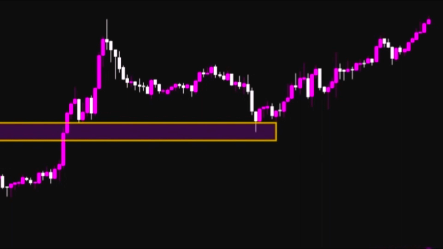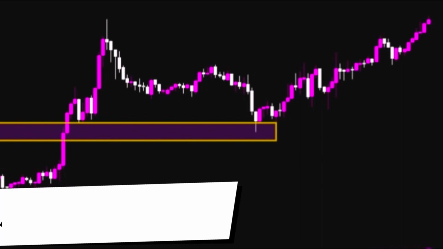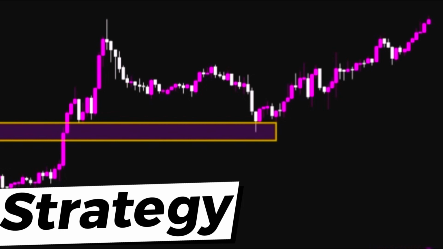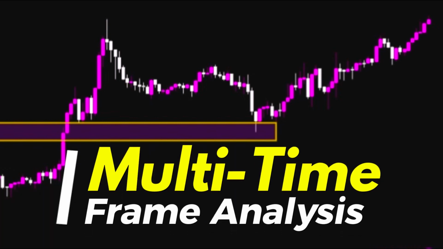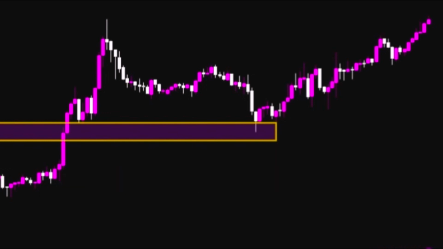Now that we have learned the basic concepts that are necessary to learn, let us move to the strategy through which you can easily identify and plot the flip zones correctly, which would help you in maximizing your profits in the market. So, in this strategy we would use multi-time frame analysis in order to identify and plot the flip zones correctly in the market. Let us learn this flip zone strategy with an example.